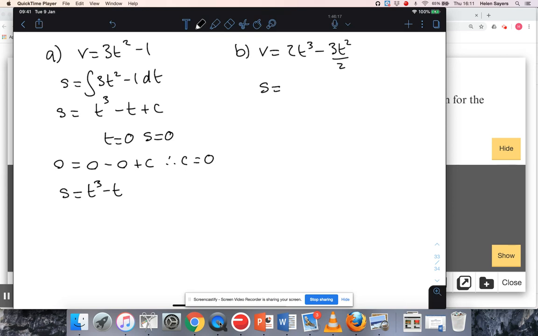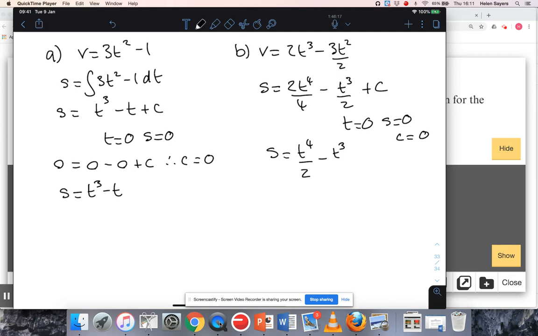So for b, the function is 2t cubed minus 3t squared over 2, so we're going to integrate that. So that's going to be 2t to the power of 4 over 4 minus, so for this one, when I increase that to a power of 3, that's going to cancel with the 3 that's already there. And again, don't forget the plus c. But again, if t is 0 and s is 0, that would mean that c was 0.